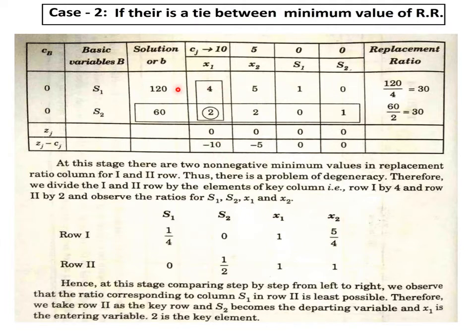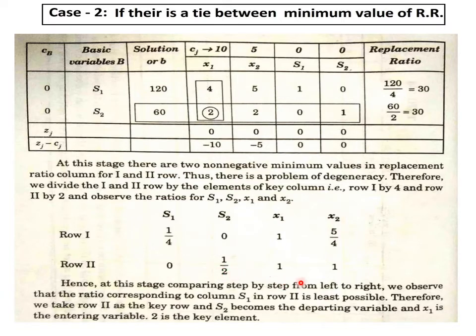So 120, it's 4 upon 4, 1 for x1 there in first row, 5 upon 4 for x2 there in first row, 1 upon 4 for s1 there in first row, and 0 upon 4, that is 0 for s2 in first row. And in second row 2 will be the denominator. So it's 2 upon 2, that means for x1 it is 1, then 2 upon 2 for x2 it's also 1, then 0 upon 2 for s1 it is 0 in second row, and 1 upon 2, that is 1 by 2 for s2 in second row.